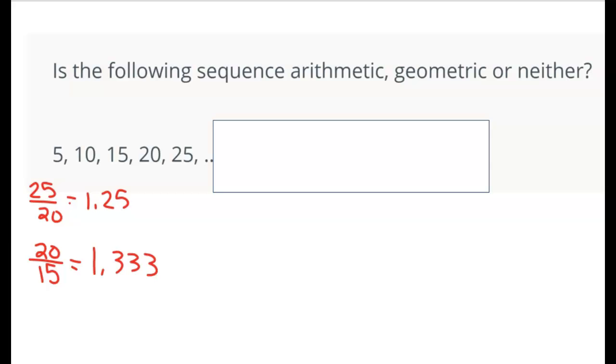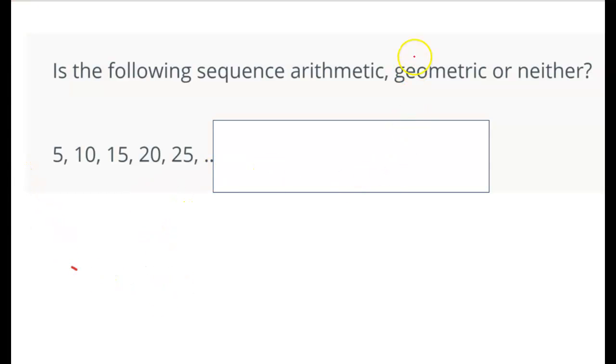We could also figure it out this way. 5 times 2 is 10. Is 10 times 2 15? No. This is not a multiplication pattern. This is not geometric. Geometric means it's a multiplication pattern.